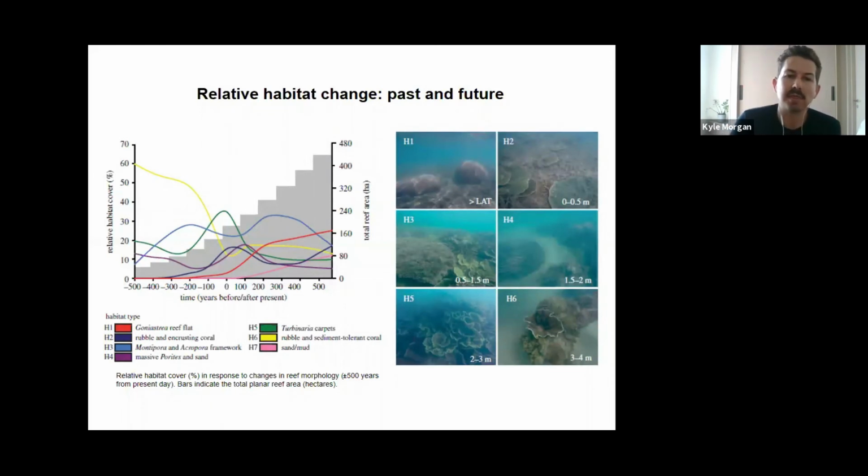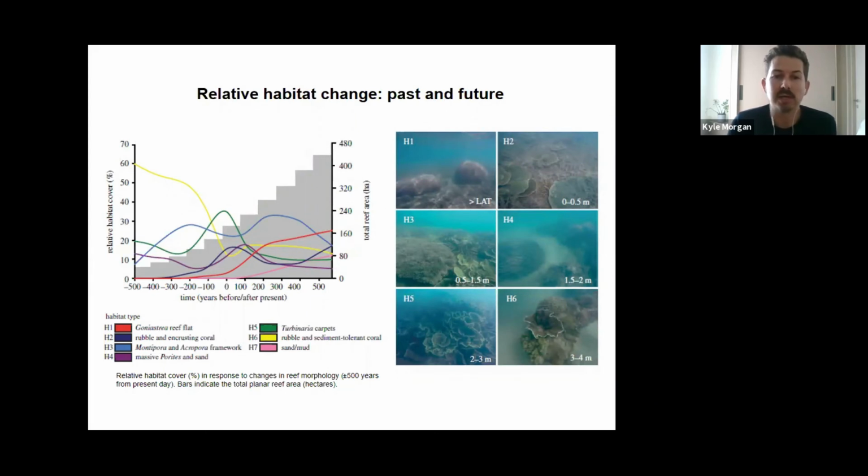Okay, and so some things to point out here: originally this yellow line, age 6, which is our sediment tolerant corals, were initially really abundant in the early phases of growth, but as the reefs become more complex and move towards sea level, they become less dominant and really just are present around the reef slope at the base of reefs. If we look at turbinaria coral habitats, which is the green line, we see a peak around present day, but this is going to drop off.